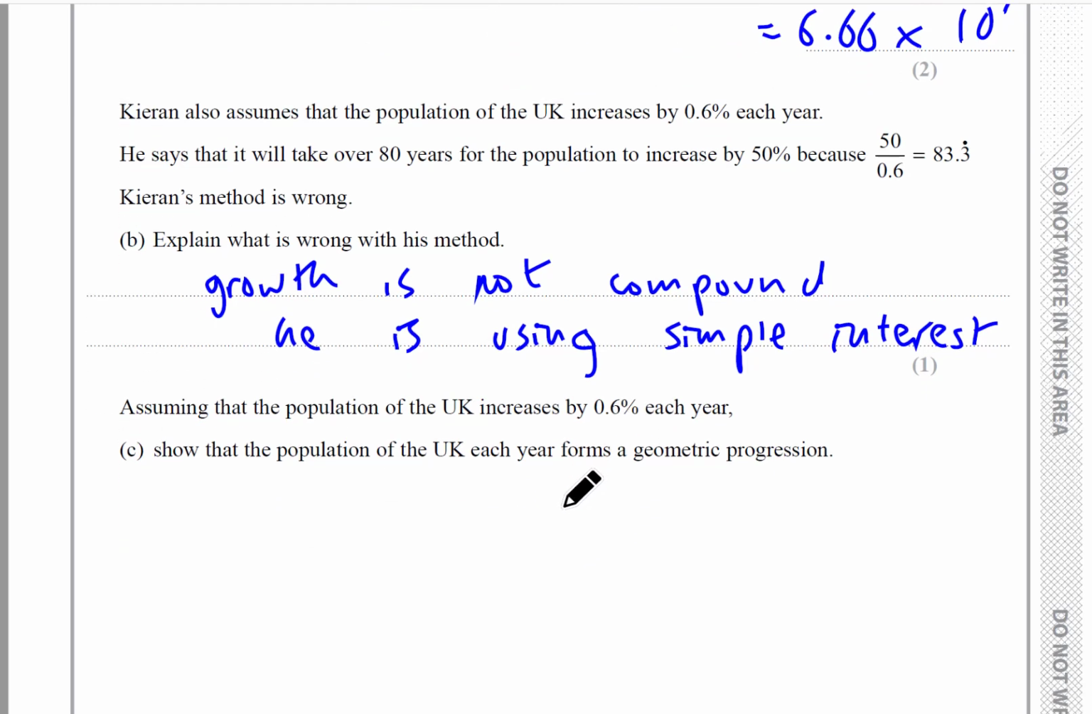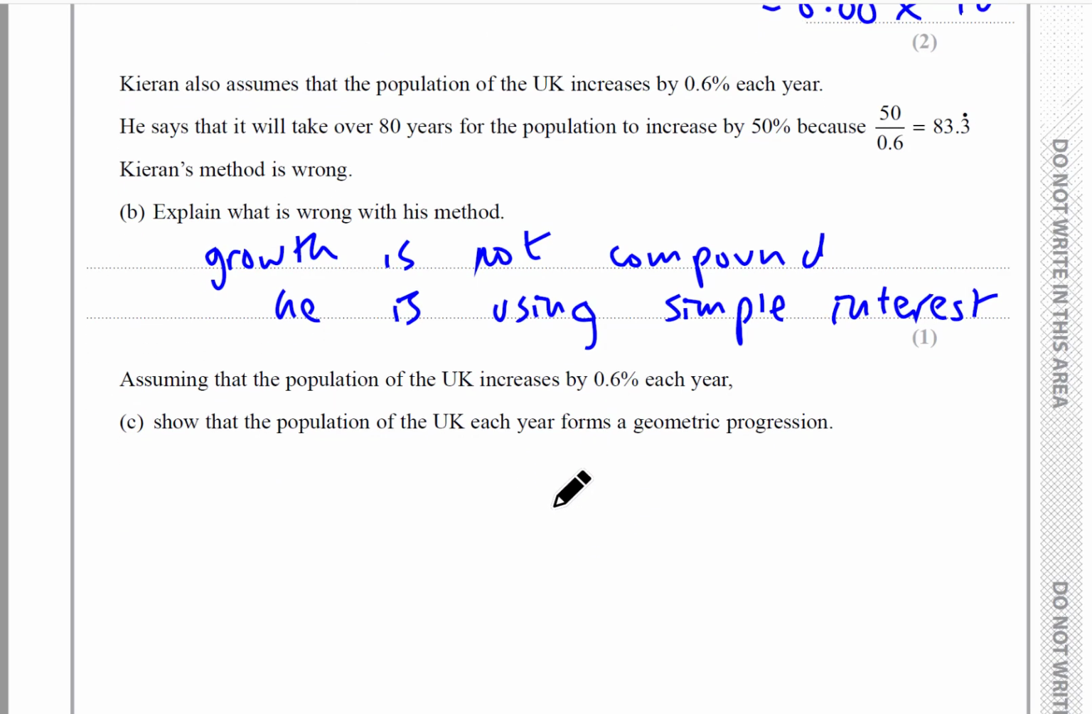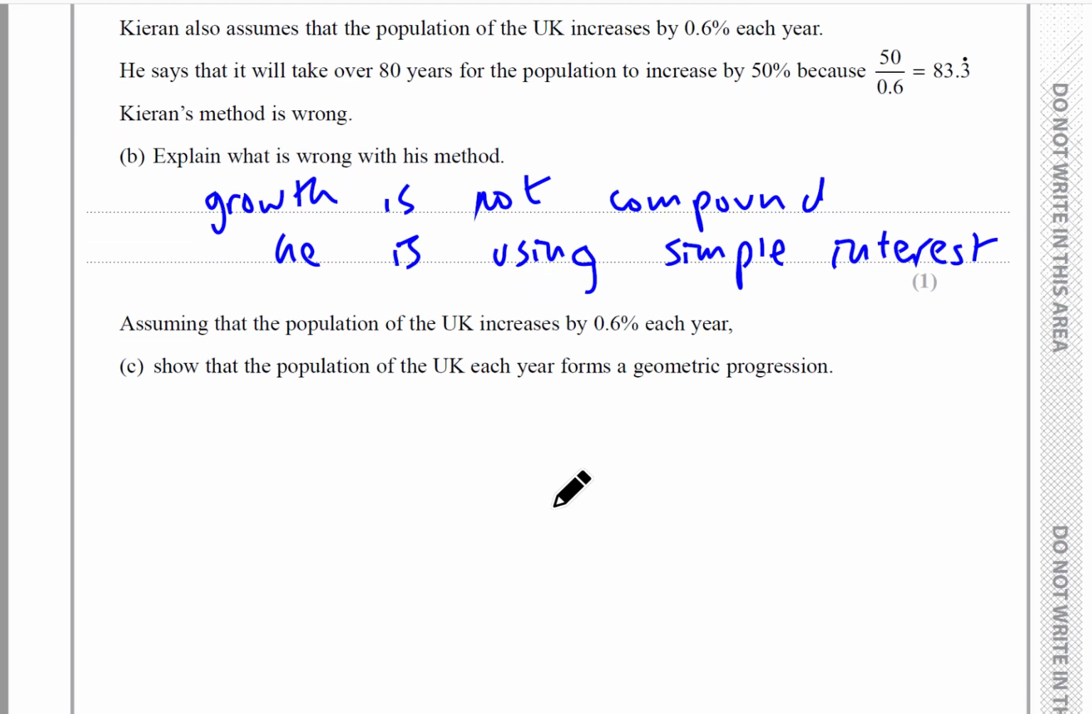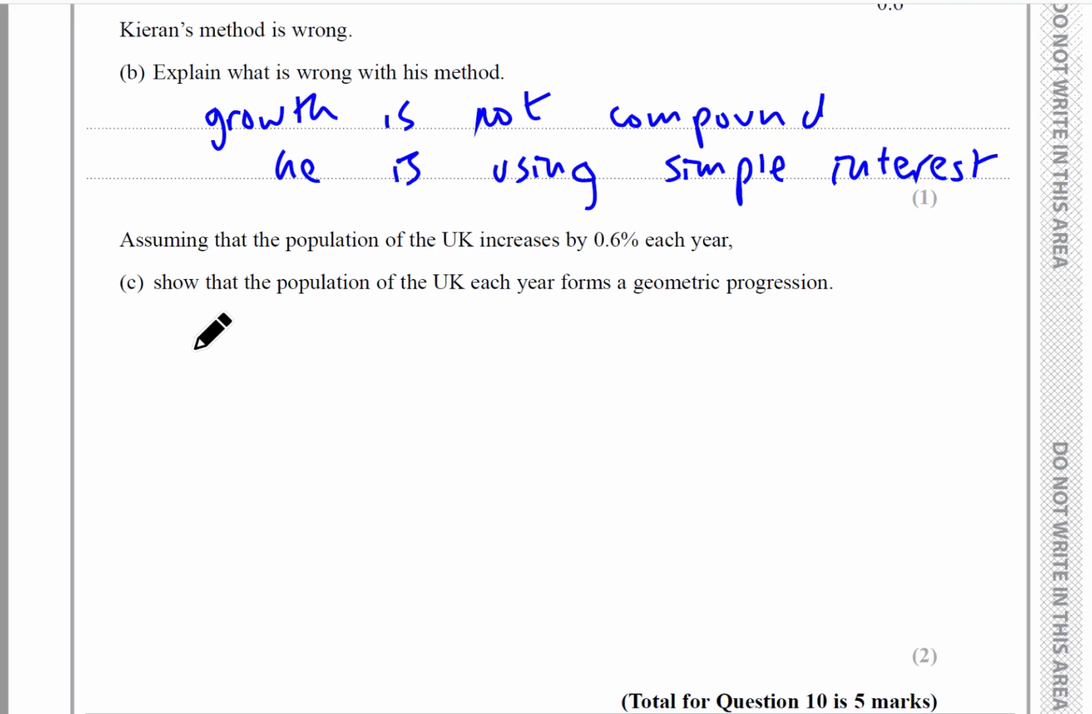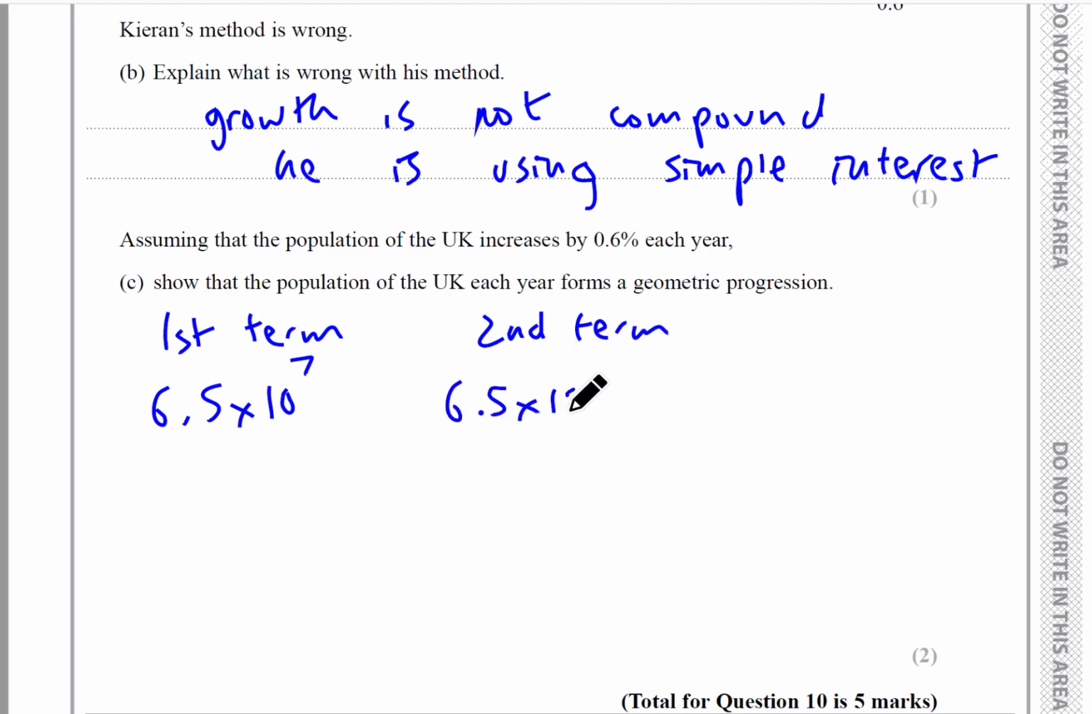Right, how are you going to show that the population of the UK each year forms a geometric progression? Well, we know it is because it increases by 0.6% each year. So what I would do here is, well, what is the first term? It's 6.5 times 10 to the 7. Now the second term equals 6.5 times 10 to the 7 times 1.006.